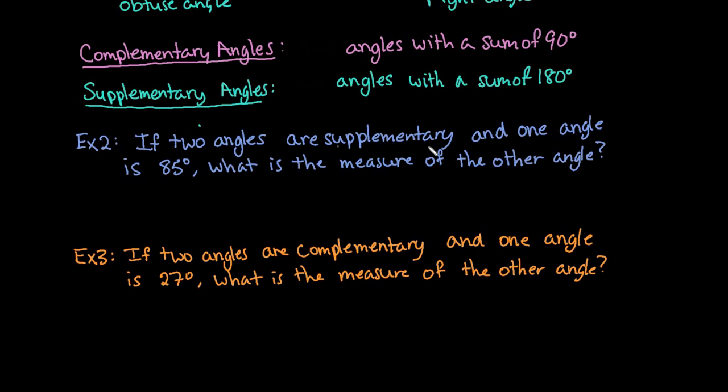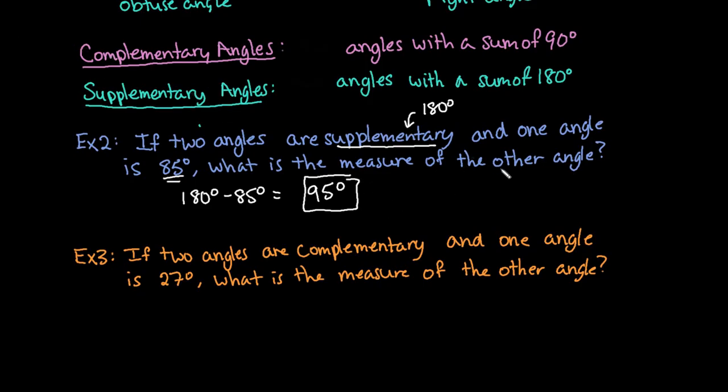So if two angles are supplementary, remember that supplementary means that added together that is 180 degrees, and one of the angles is 85 degrees. What is the measure of the other angle? All you would have to do to find the other angle is take the 180 degrees minus 85 degrees. And if you do that math, you would end up with 95 degrees. So the other angle would be 95 degrees.